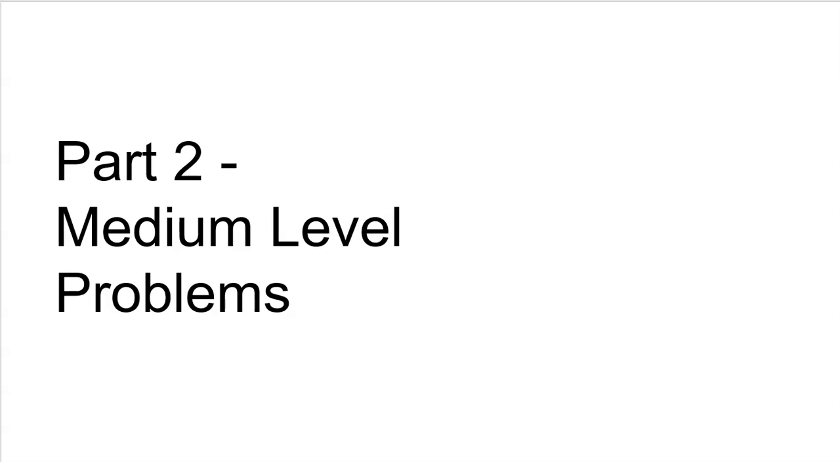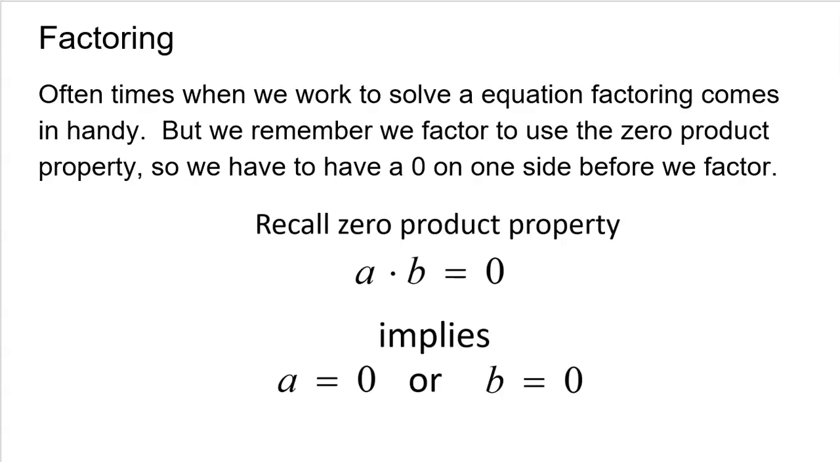So in these medium level problems, what makes them a little bit tougher is that we're going to have to factor. Oftentimes when we work to solve an equation, factoring comes in handy, right? But we factor to use the zero product property. So remember, the point of factoring is we really want to use the zero product property, and we need to have a 0 on one side in order for that to happen.